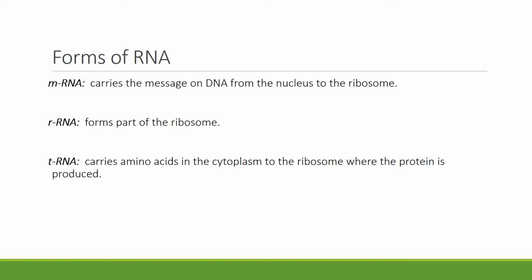When we make a protein out of amino acids, we're going to use 3 different forms of RNA. One is messenger RNA, and we've already talked about that. The job of messenger RNA is to carry the message from DNA, which is in the nucleus, out to the ribosome. rRNA is ribosomal RNA, and ribosomal RNA forms part of the ribosome. tRNA is transfer RNA. The job of transfer RNA is to carry amino acids that are in the cytoplasm to the ribosome, where we build a protein out of them.